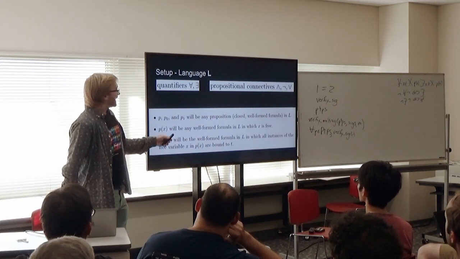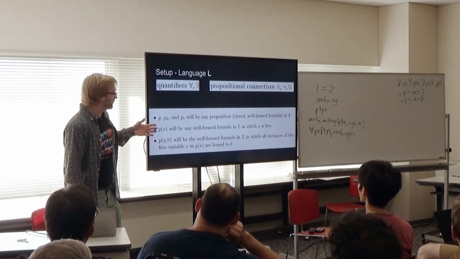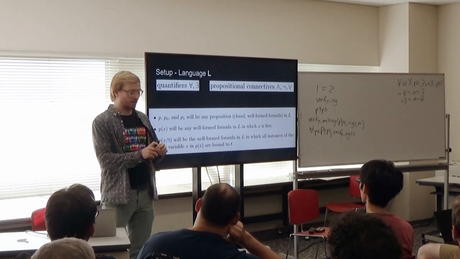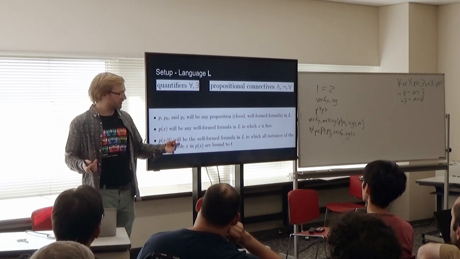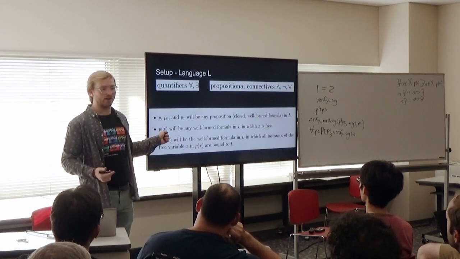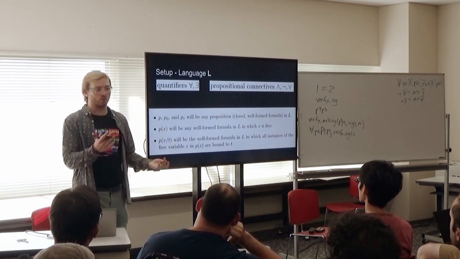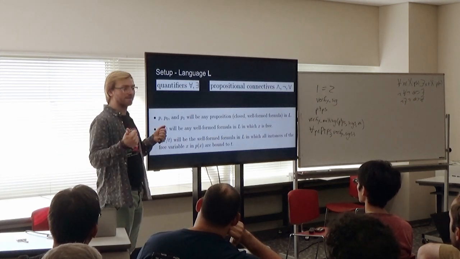Now, along with propositions, we also have formulas, which accept some variable as input. For example, x equals 5 is an example of a P of x. x greater than 5 is an example of a formula, because you can plug in different x's and they'll be true or false, and they're free in x. That makes sense, everyone?